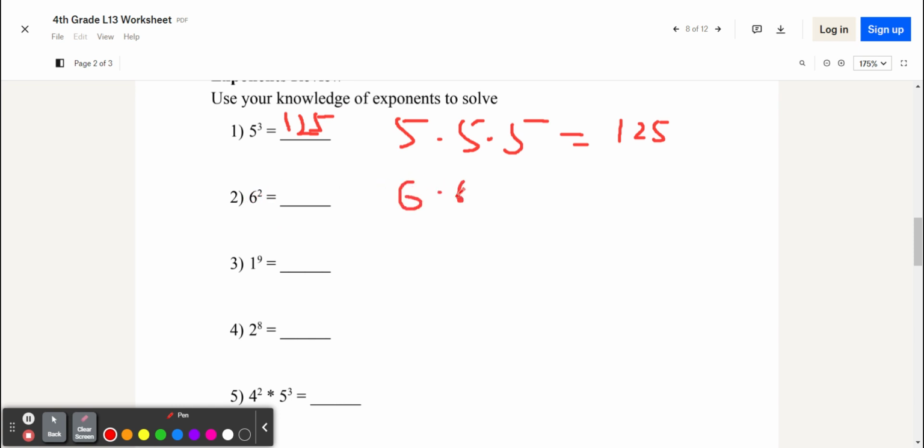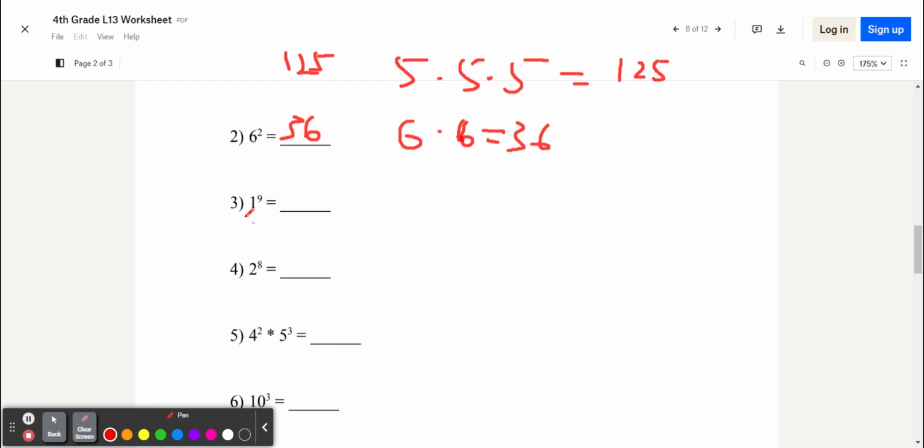Next is 6 squared. That is 6 times 6. Only 2 times because it's squared. And that's 6 times 6 is 36. So our answer is 36. This is 1 times 1 times 1, on and on until there are 9 of them. But it doesn't really matter since 1 to the power of anything will just equal 1. Because 1 times 1 is just 1, and then that 1 times another 1 is just 1 still. So in the end, it all ends up being 1.